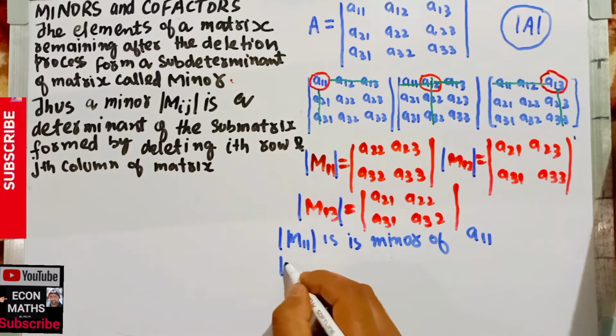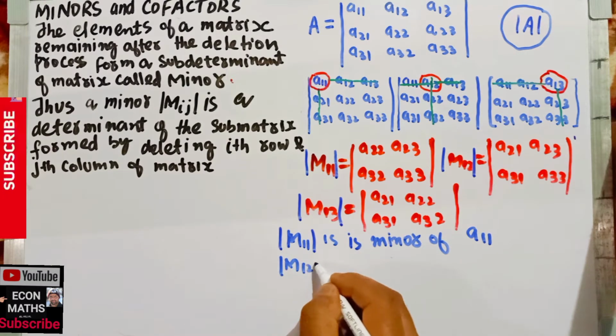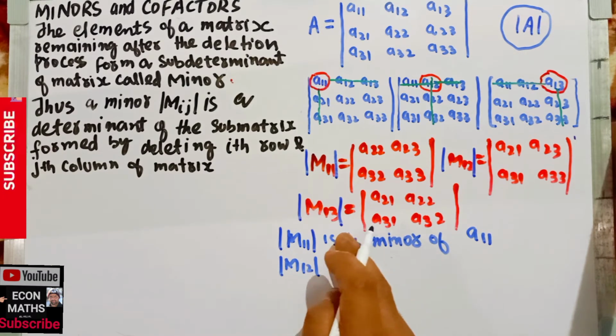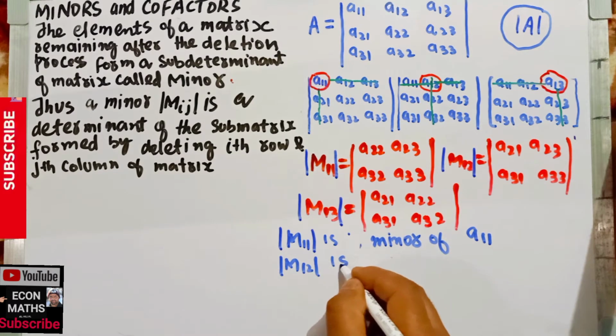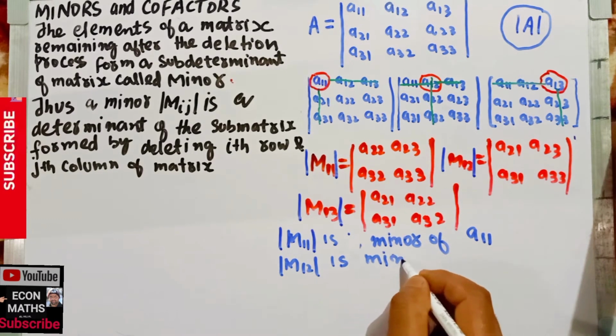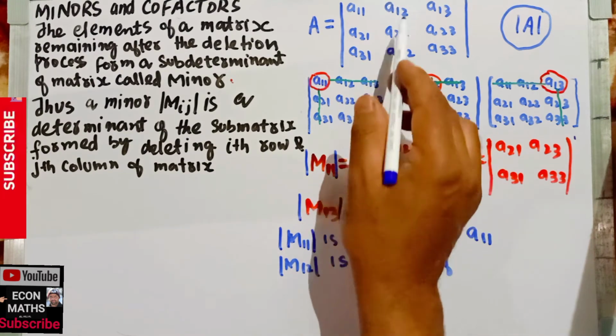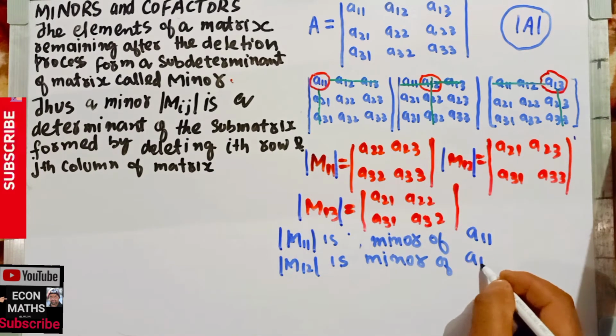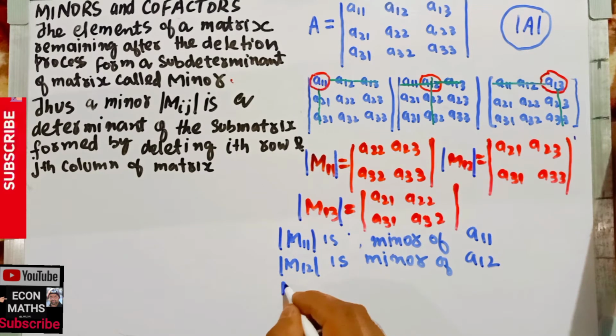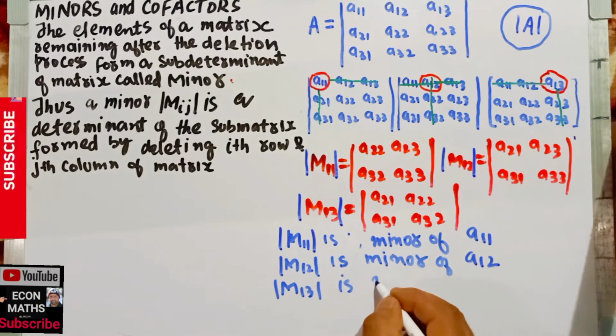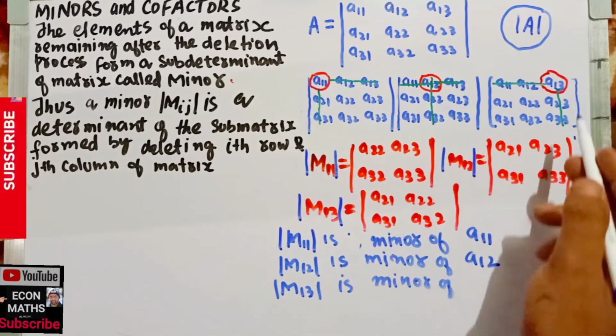Similarly, M12 is the minor of this element, that is A12, this second element. Similarly, M13 is the minor of this third element, that is A13.